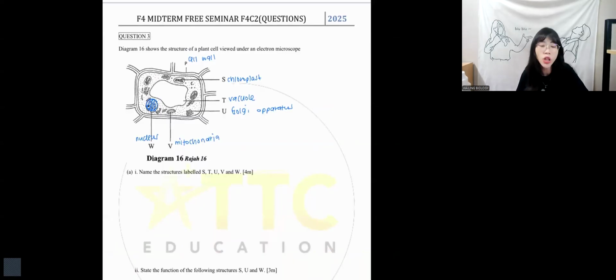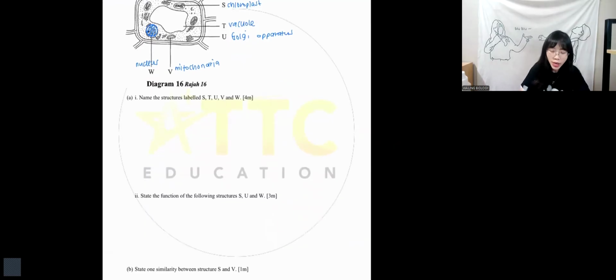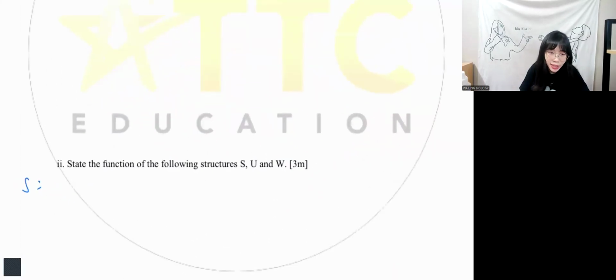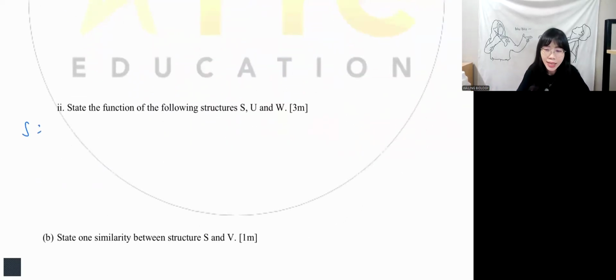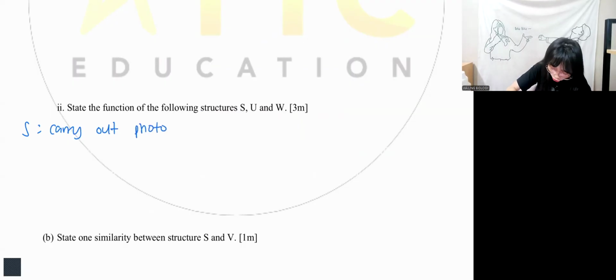State the function of the following structures S, U, and V. S, start with chloroplast first. What is the function of chloroplast? If you have to only use one sentence to write, if you don't want to write the contents of chlorophyll, trap sunlight, convert into chemical energy, the one short sentence to write the function of S is carry out photosynthesis. That's the shortest answer for you to write. So S, carry out photosynthesis.